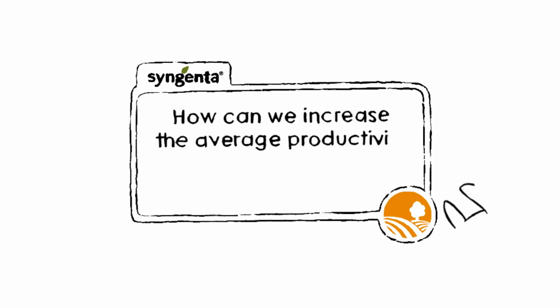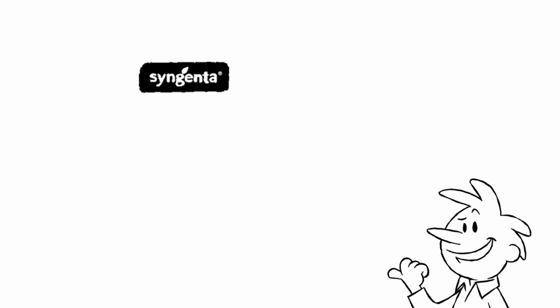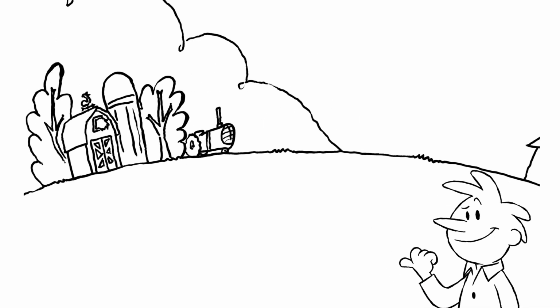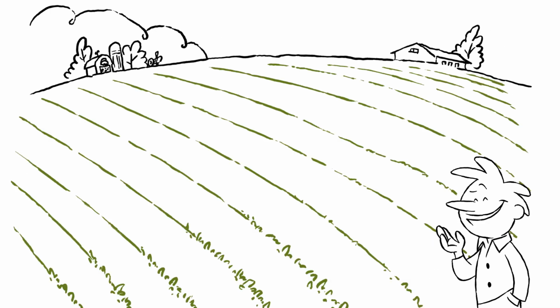Syngenta asks, how can we increase the average productivity of the world's major crops by 20%? What does almost every farm have in common? They all grow their plants horizontally across the field. What a waste of space.